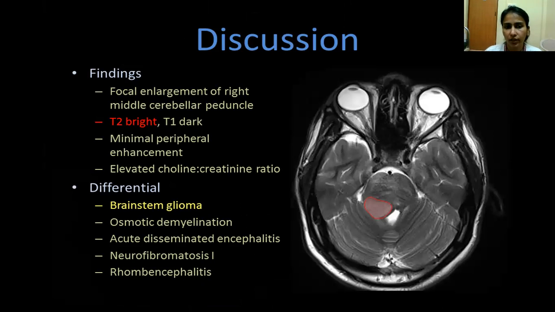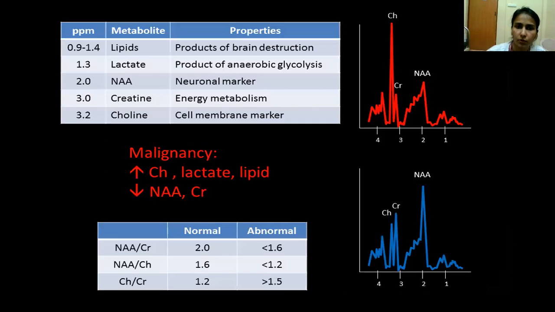What are the differentials we are going to look for this lesion? First is brainstem glioma. Next there could be osmotic demyelination, acute disseminated encephalomyelitis, neurofibromatosis 1, and rhombencephalitis. And for this image, this patient was diagnosed with brainstem glioma. Okay, so if there is any malignancy, we studied about the choline peak. What are the different metabolites we are going to study in MRS spectroscopy?